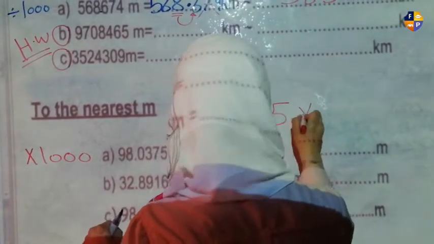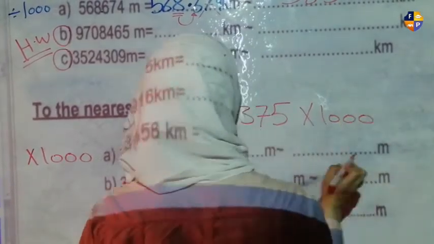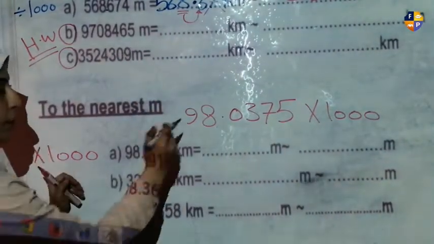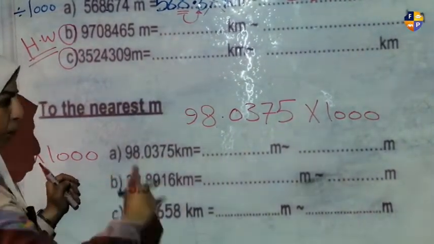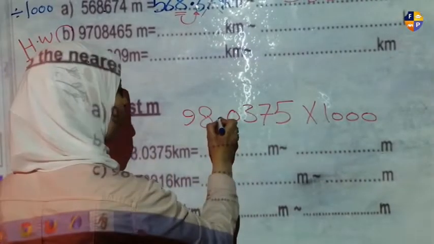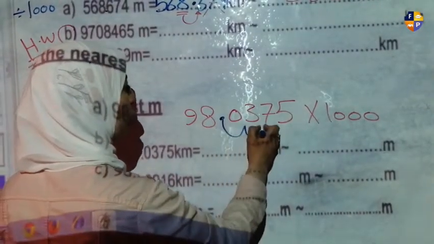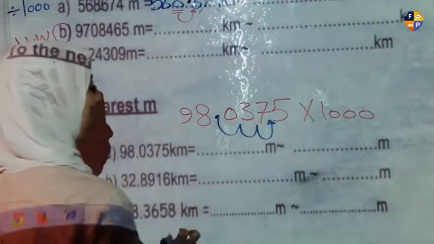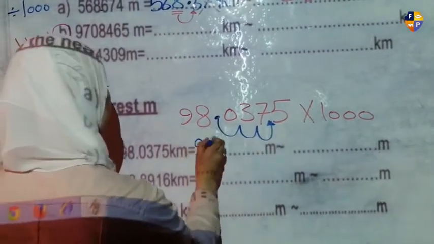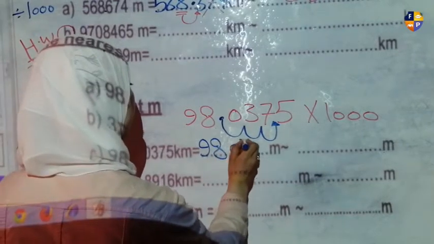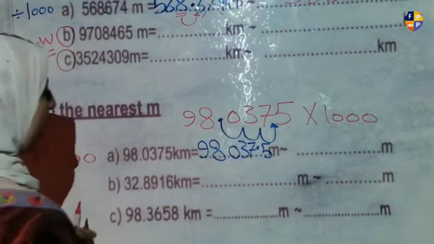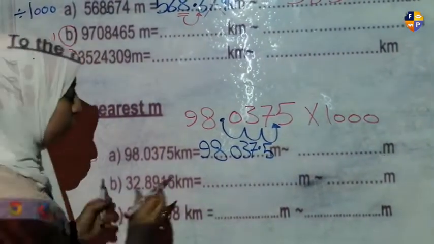98.0375 by 1,000. Here I have 3 zeros in 1,000, so I will move the decimal point 3 places to the right. 1, 2, 3. So I will put the decimal point between 7 and 5. Point 5.